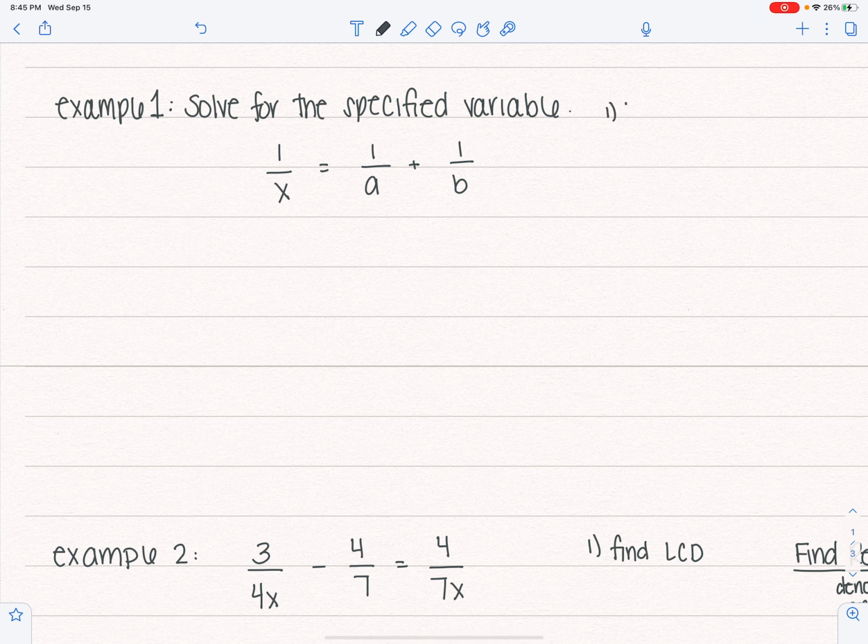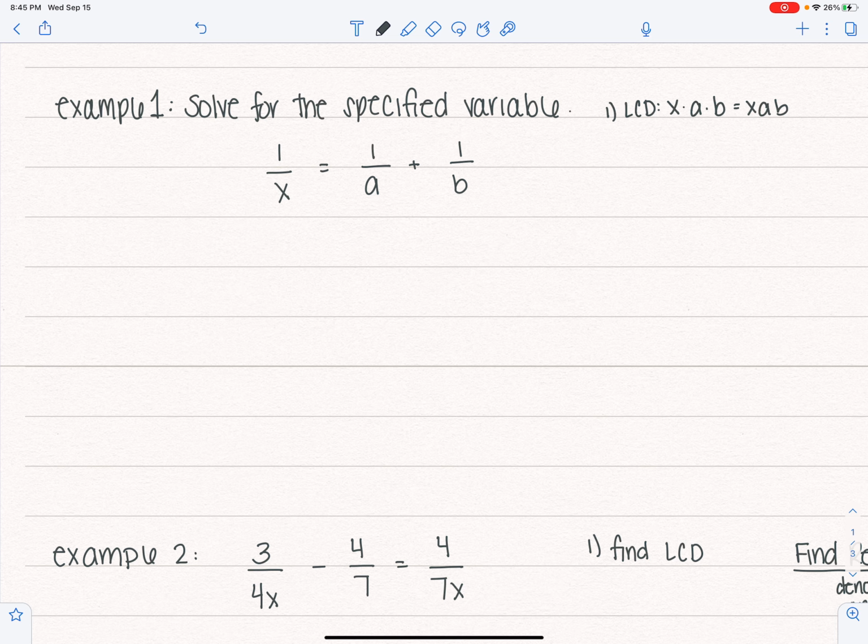So the first step is still going to be to find the LCD. Now there's no restrictions because, what you guys can't see, but the problem says assume no denominator has a value of 0. So we don't have to worry about the restrictions, but I am going to find the LCD. I'm looking at all the denominators: I have x, a, and b. None of those denominators have anything in common, and so my LCD is going to be x times a times b, or xab.